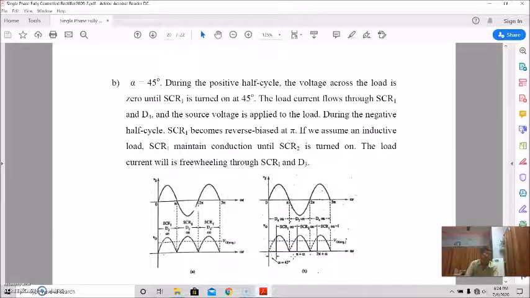Clear? Again for the negative half, SCR 2 is fired at pi plus alpha. In this duration, diode 3 is already forward biased, but unless and until SCR 2 is fired on, current cannot flow. So see, diode 3 is on. SCR 2 is on for the period pi plus alpha to 2 pi. Clear? So in this way the output waveform will be like this.